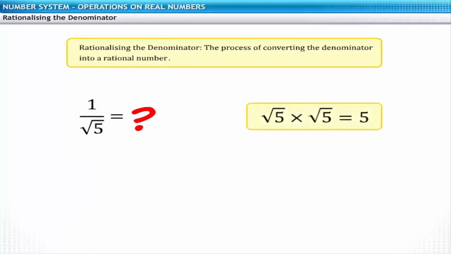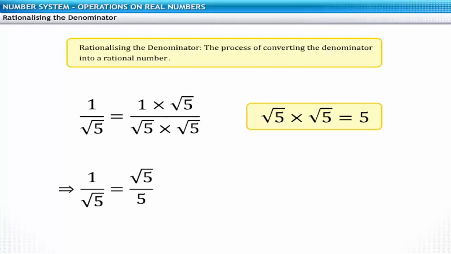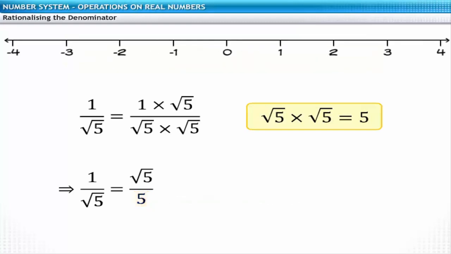We know that if we multiply the square root of 5 with the square root of 5, then the product is rational. Now, we'll multiply the numerator and the denominator of the expression with the square root of 5. This is the equivalent expression, where the denominator 5 is the rational number. Now, we can easily represent this on the number line. This lies between 0 and the square root of 5.